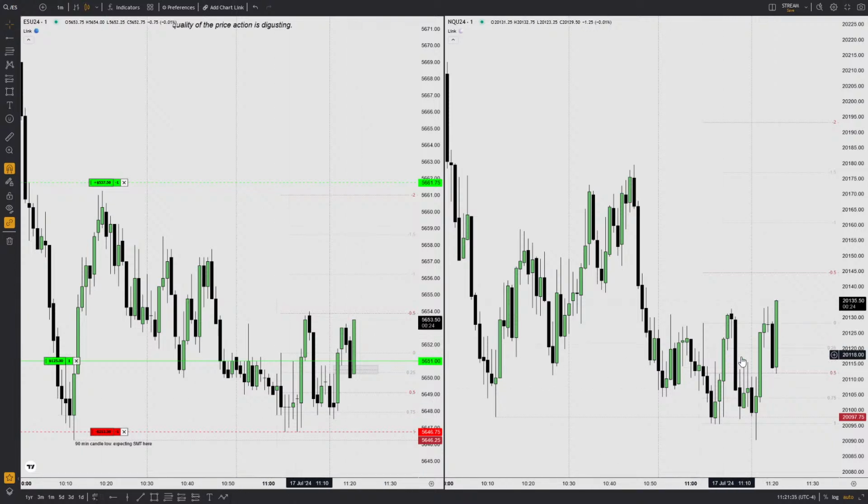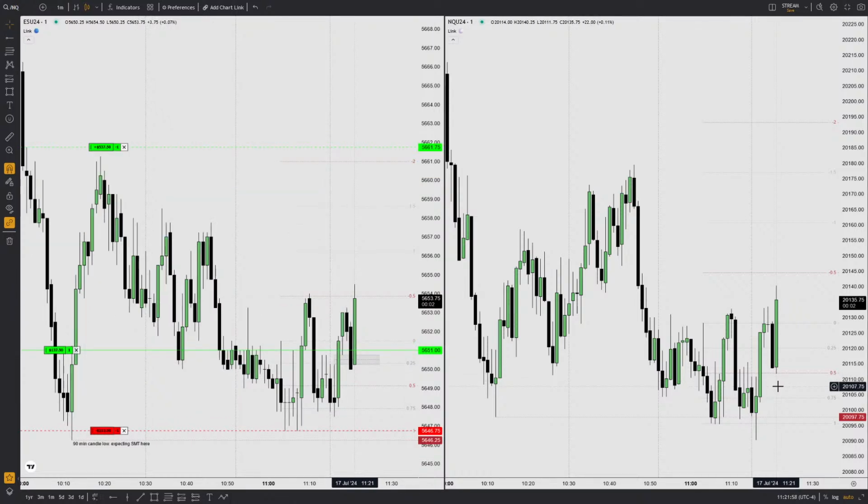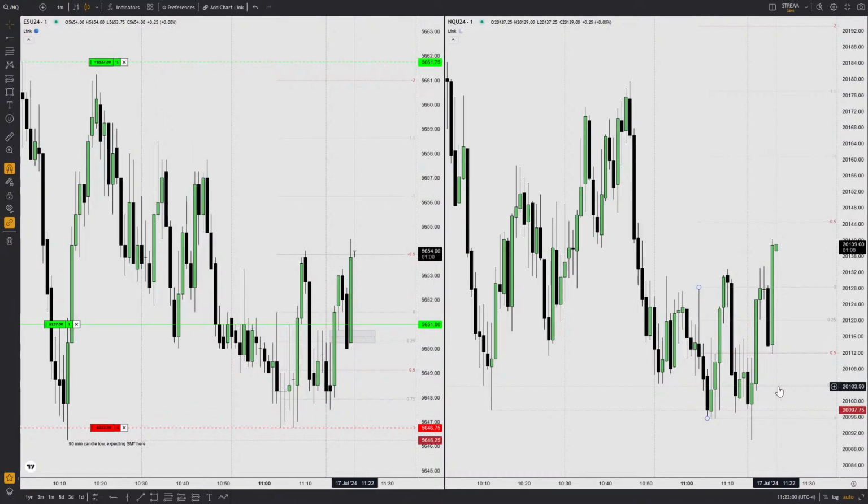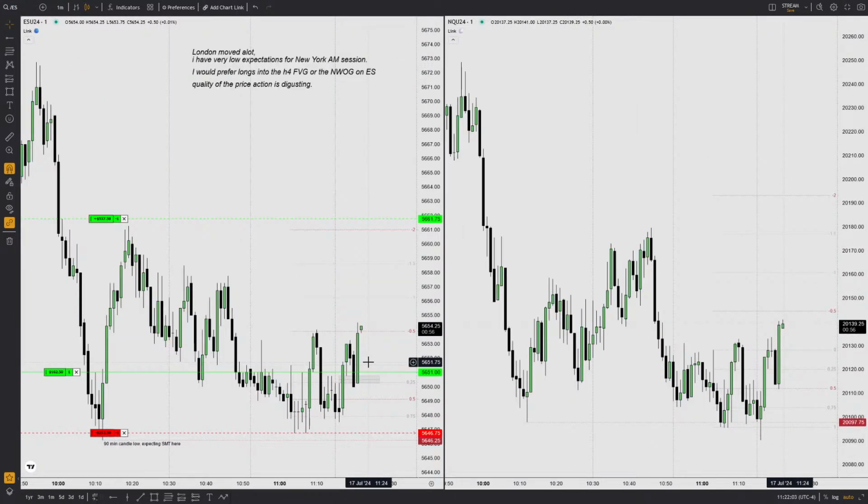Right, look at NQ right here. So this Fibs is actually the very first order block that formed this SMT of this lows here against ES. So this is the 50% of that order block. Right. So far so good.